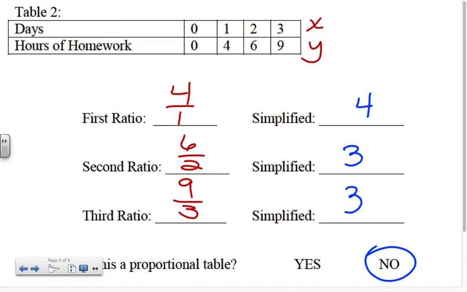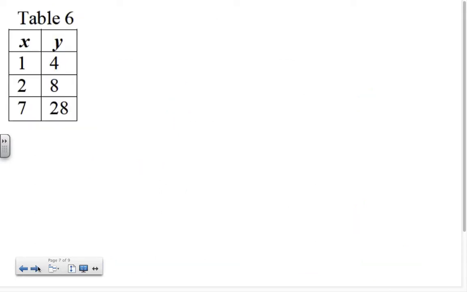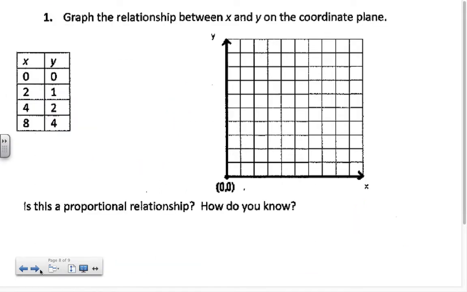Let's do graphs today. Let's do it. Right here, I want you to graph. Graph these points on the coordinate plane. What points? Number 1. Graph them.